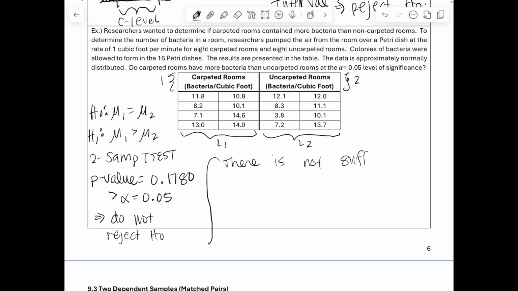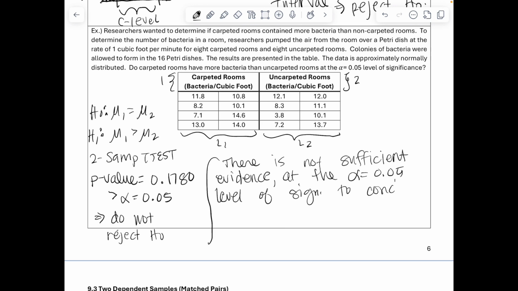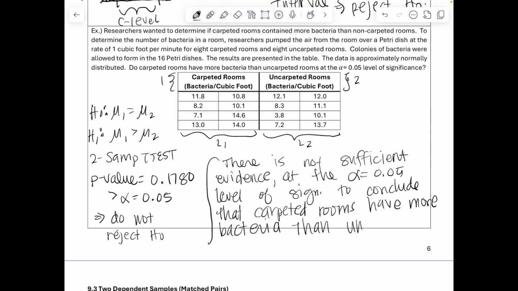So we're going to start off with: there is not sufficient evidence at the alpha equals 0.05 level of significance to conclude that carpeted rooms have more bacteria than uncarpeted rooms.